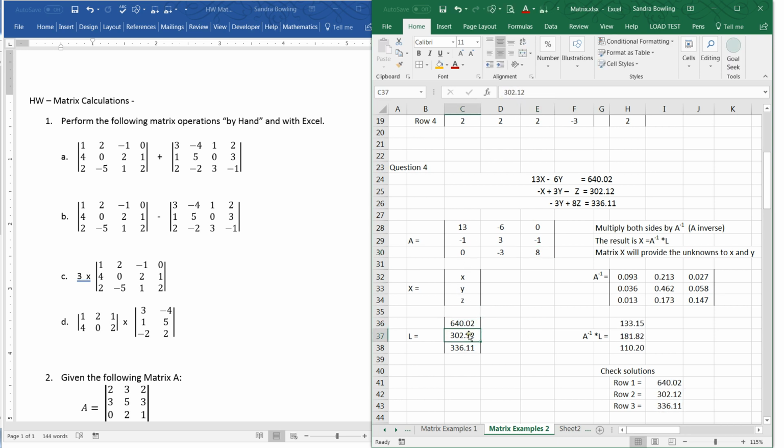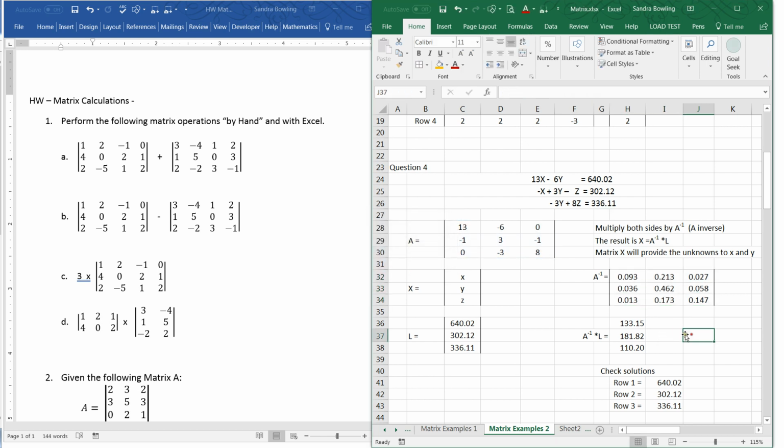640.02, 302.12, 336.11 for the last one. Okay, so the first thing I'm going to do is set up the inverse of A. So all I did is type in M inverse and highlighted these cells, okay, and then hit Control, Shift, and Enter. Okay, so it's the inverse of that.